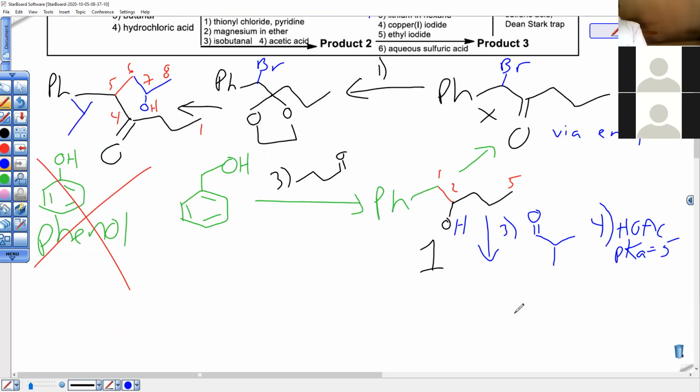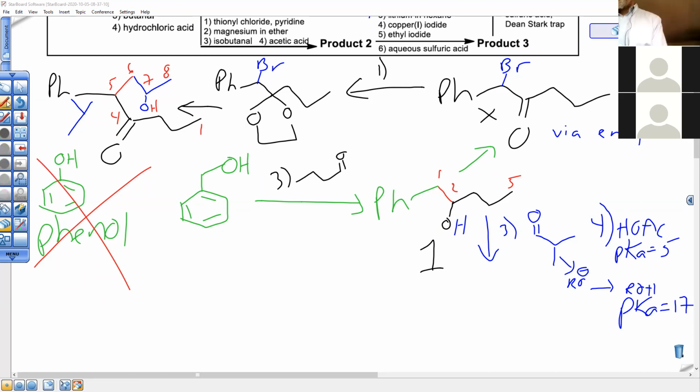And we're going from step 3 generates RO minus, not ROL, goes to ROH, pKa 17. That's not a plus sign up there. That's a mistake. They're going to react with each other. So I don't know if that's probably more confusing than helpful.